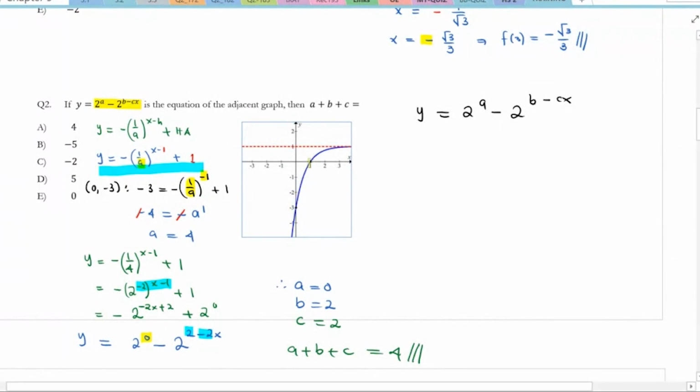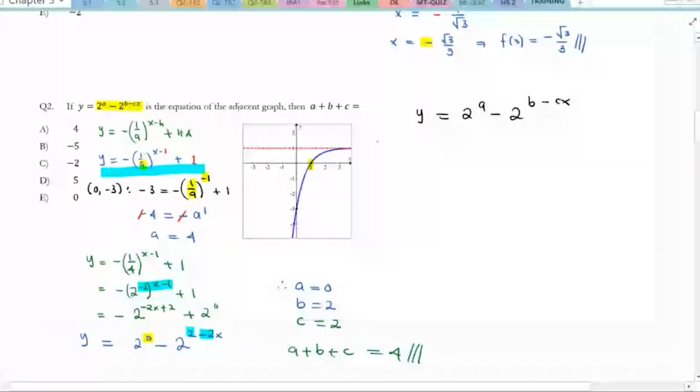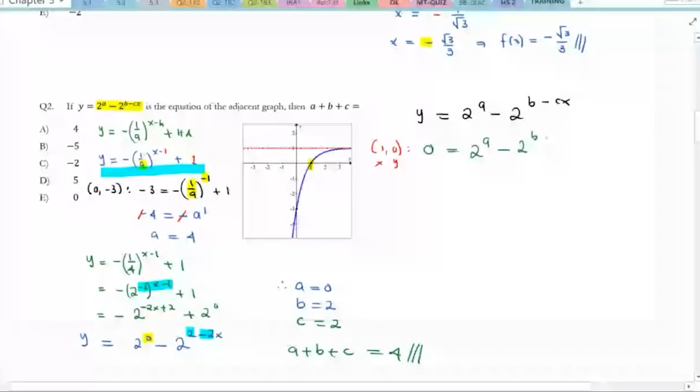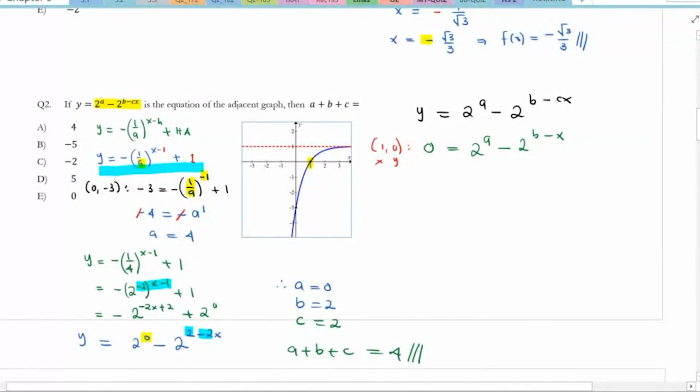So now let us start with this point here. The first point, we have 1, 0. x and y. If we substitute, we get 0 equal to 2 to the power of a minus 2 to the power of b, and then we have 2 to the power of a minus. Doctor, I think you should use the other point where x equals 0. We are going to use both of the points. Just relax. So this is going to be equal to minus x, right?